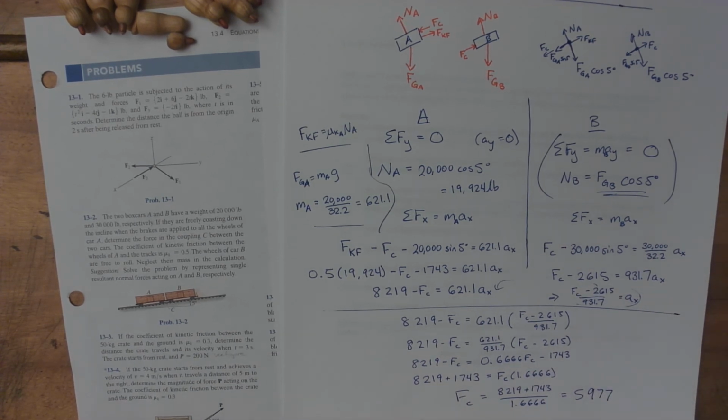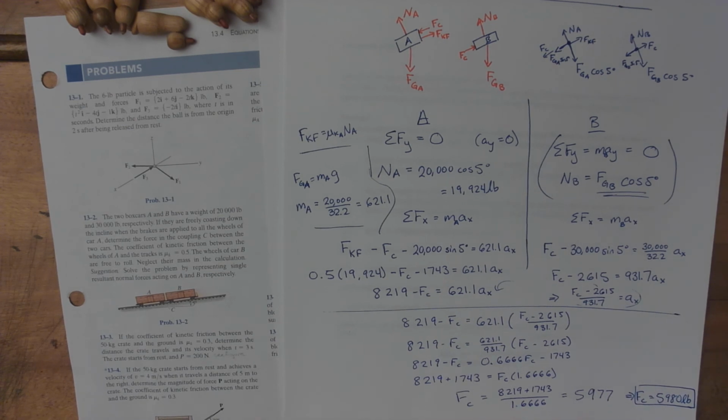5,977. Depending on how you solve it, after you get two equations, two unknowns, you may get 5,978. Maybe we should round it to three significant figures. Maybe we will. So to three significant figures, this is 5,980, and the units are pounds. And that concludes problem 2.